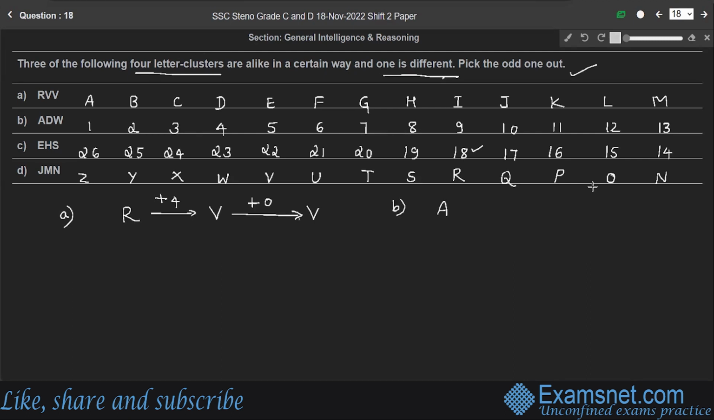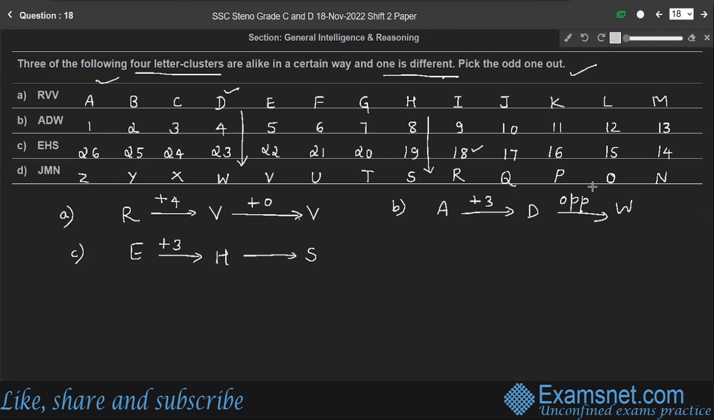So A, D, and W are the letters. Here I can write A plus 3 as D. A is 1, D is 4, A plus 3 is D, and W is the opposite letter of D, which I'm showing now. So D is opposite to W or W is opposite to D. These two are opposite letters. Consider C. So E, H, and S are the letters. E is 5, H is 8, so E plus 3 is H. And H is opposite to S. Therefore, H and S are opposite letters.